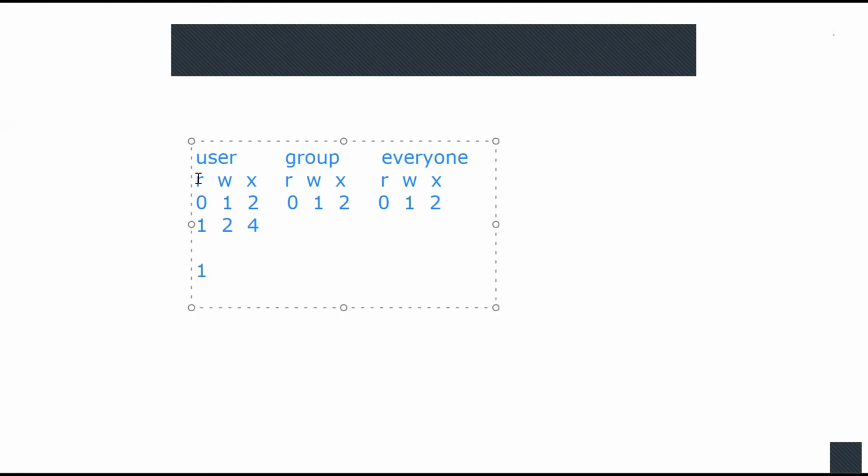So it means that when I say for user, if I say user equals 1, I am saying that the user has read permission. If I say user equals 2, I'm saying that the user has write permission. If I say user equals 4, I am saying the user has execute permission. If I say user equals 3, 3 is 1 plus 2, so I'm saying user has read, write permission. If I say user equals 7, 7 is 1 plus 2 plus 4, it means user has read, write, and execute permission.